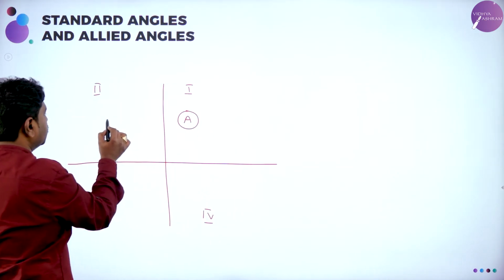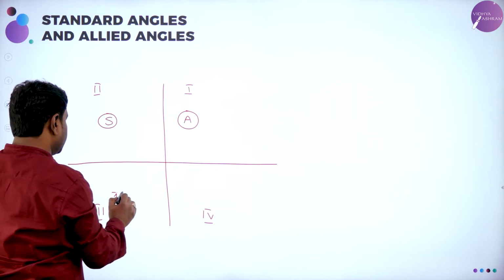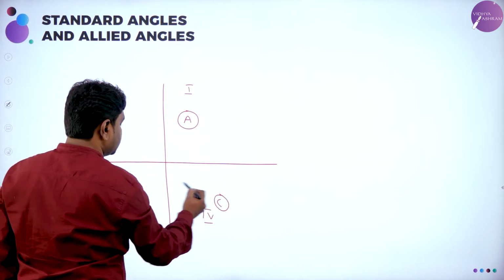All are positive. Here, yes. Yes means what? Sine and cosecant are positive. And T means what? Tan and cot are positive. C means cos and secant are positive.